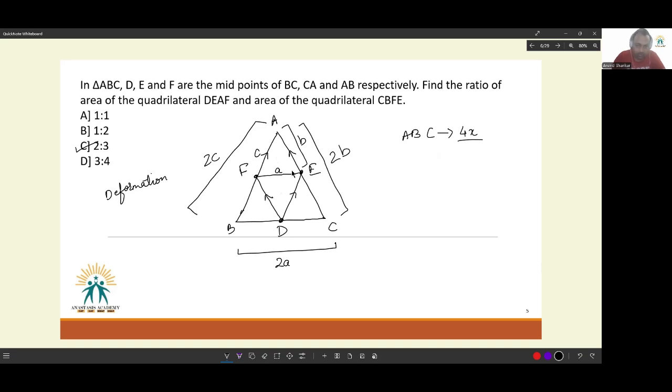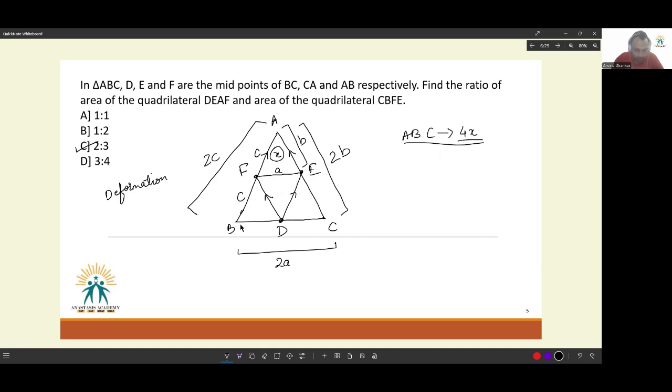A, B, and C. Because the ratio of sides is 1:2, the ratio of area will be 1:4. I had assumed the area of ABC to be 4x, so the area here will be x. Now, do the same processing for the other places.